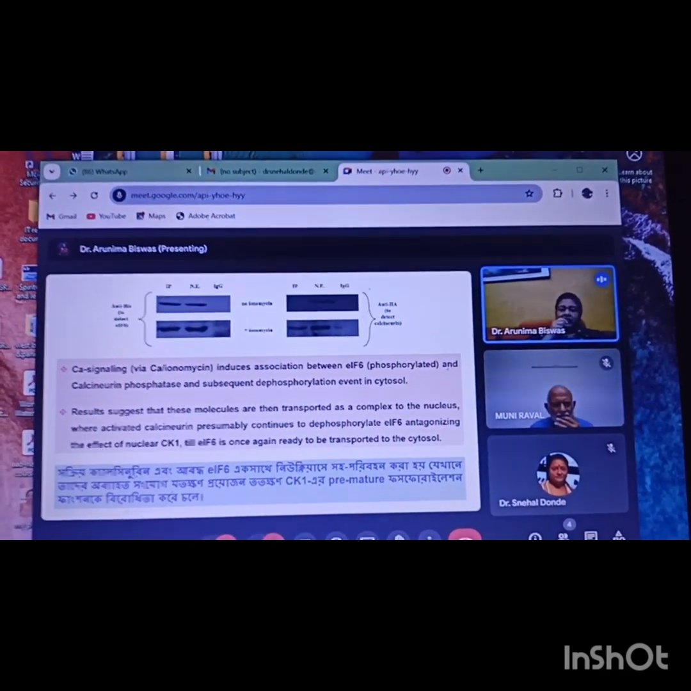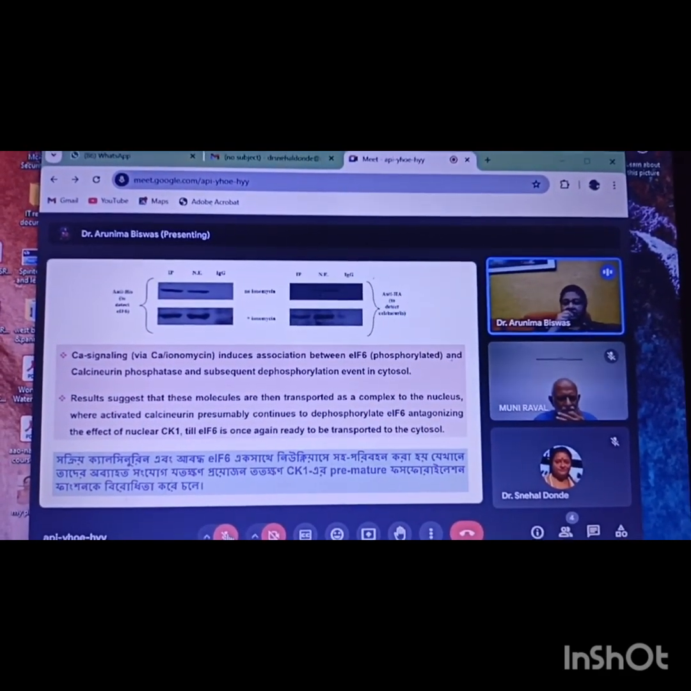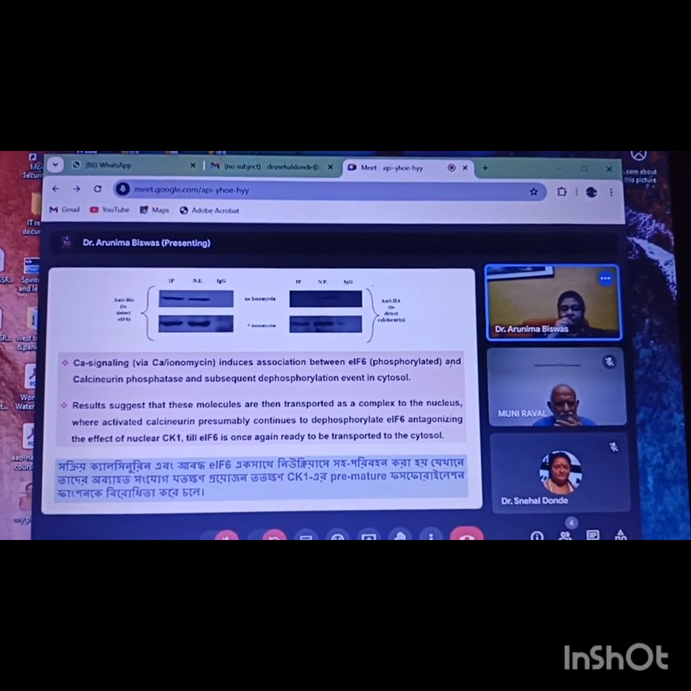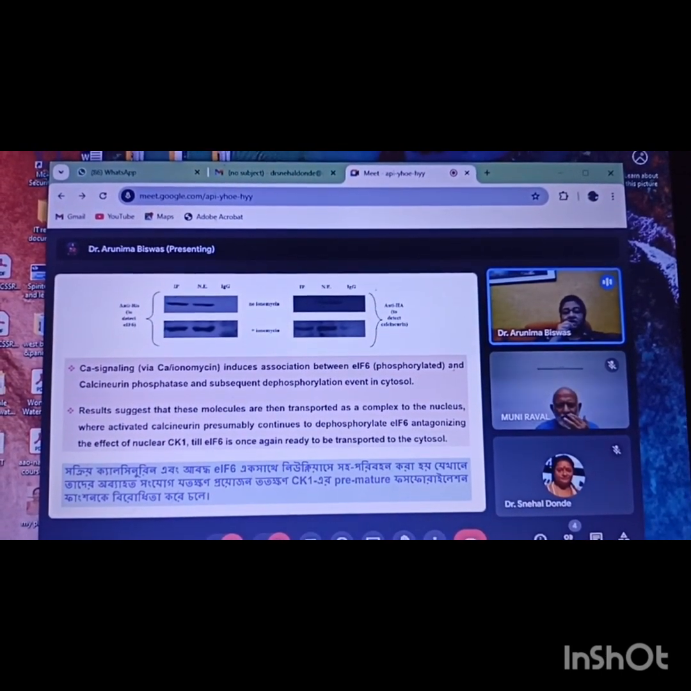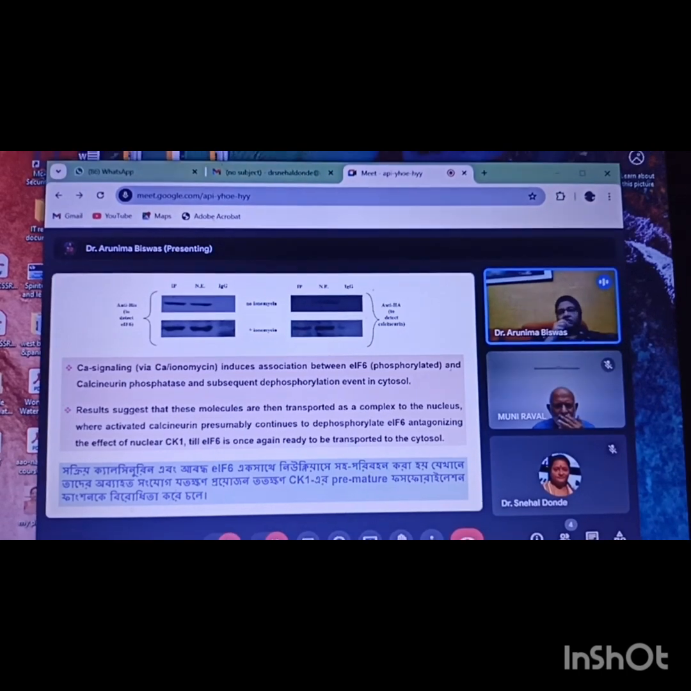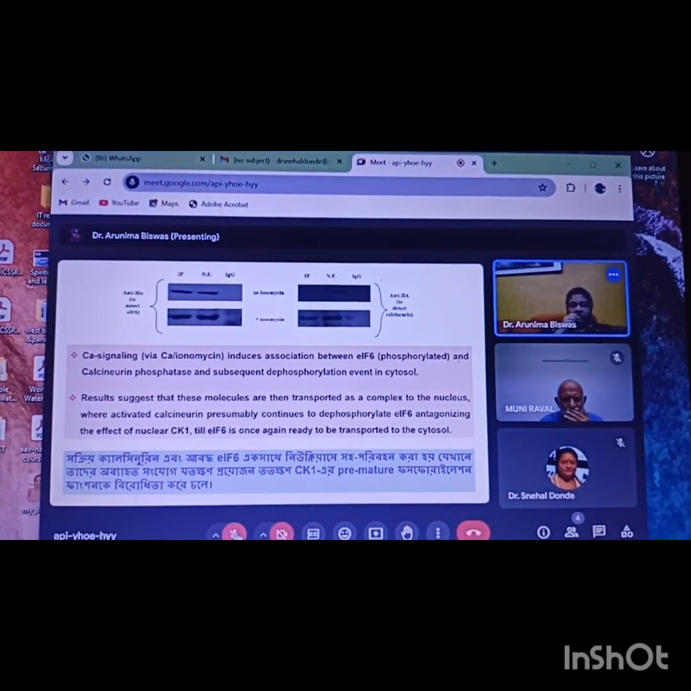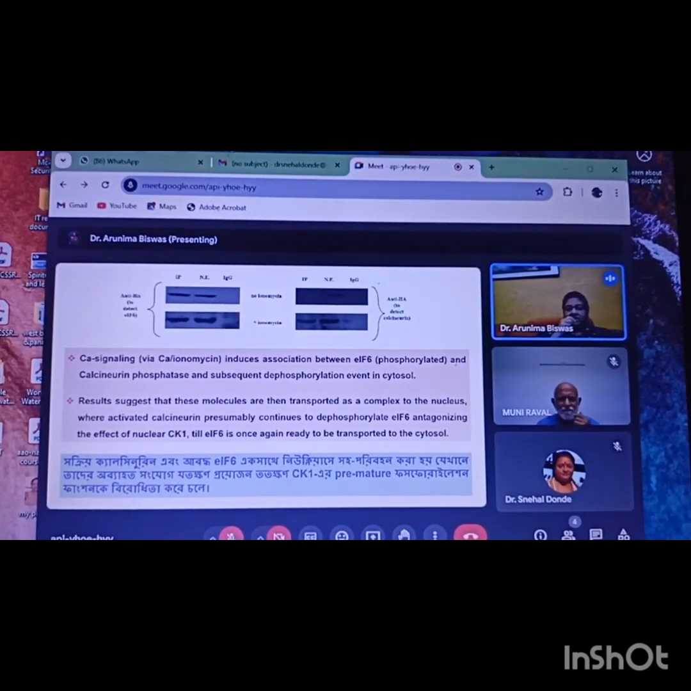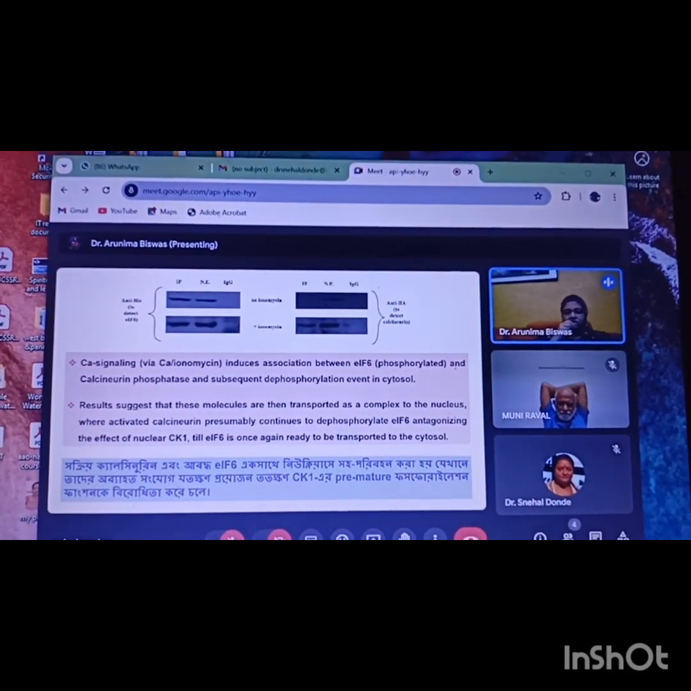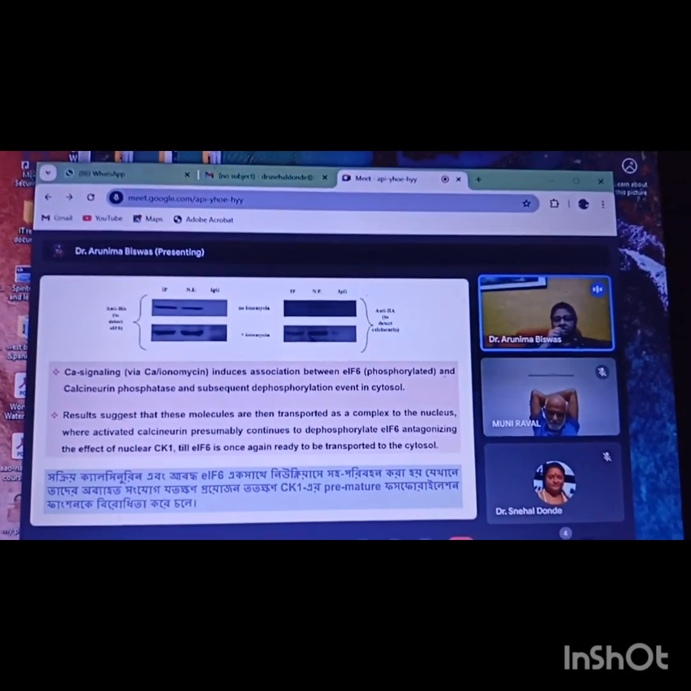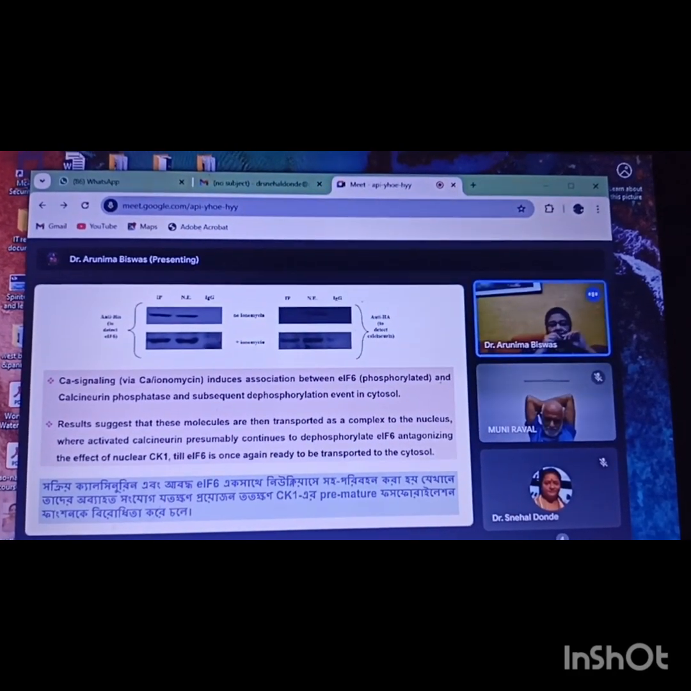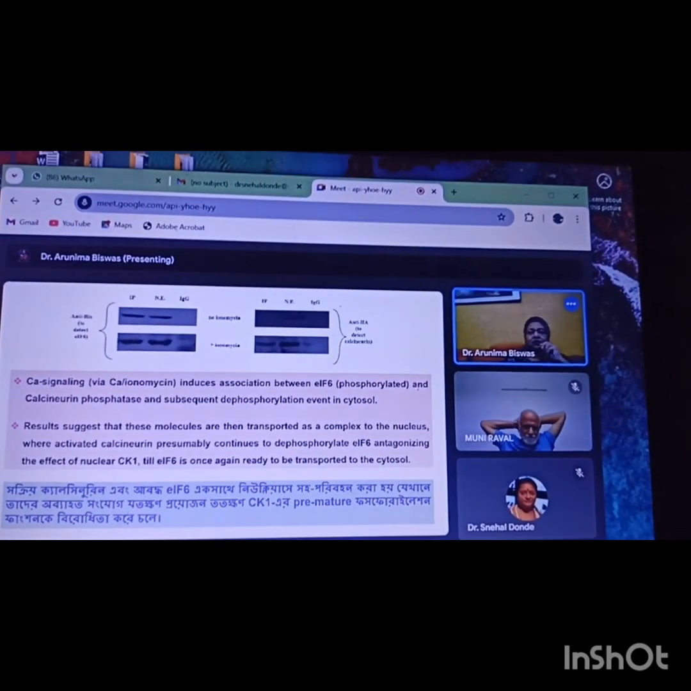So it is kind of piggybacking, and probably it is staying there as a complex, antagonizing the effect of the nuclear CK1, because on phosphorylation EF6 will come out, but EF6 has to do its part in the RNA processing. So till EF6 is once again ready to be transported to the cytosol, presumably bound calcineurin is antagonizing the effect of nuclear CK1. Other factors may be involved. Still, we need to work on that to further work out the details.